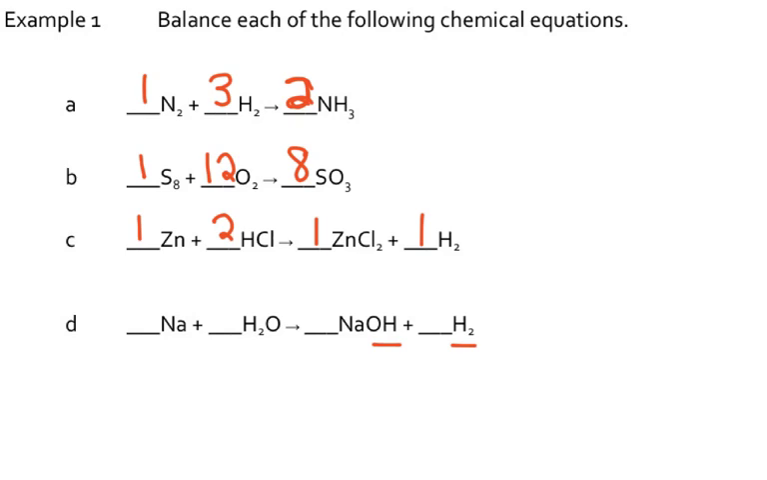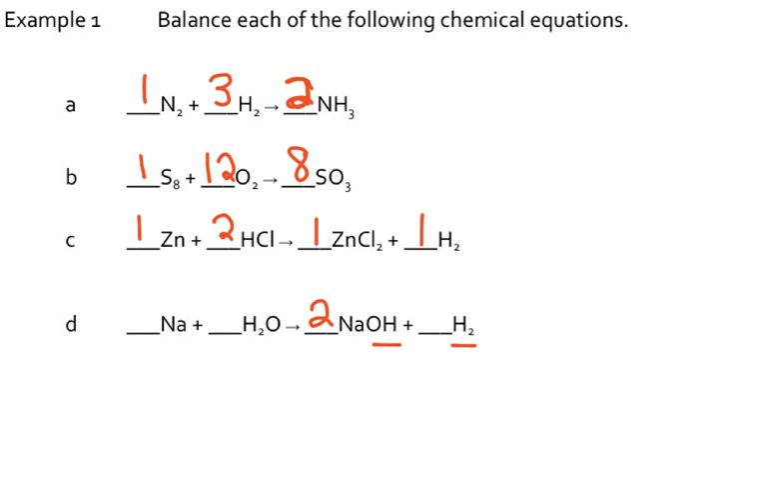So knowing that I have 2 hydrogens on the left, and whatever I multiply that by is going to result in an even number, I need to know that I'm going to have an even number of hydrogens on the right. If I put a 2 with my NaOH, then I've accomplished that. That does unbalance just about everything else, so we need to go back and reevaluate.